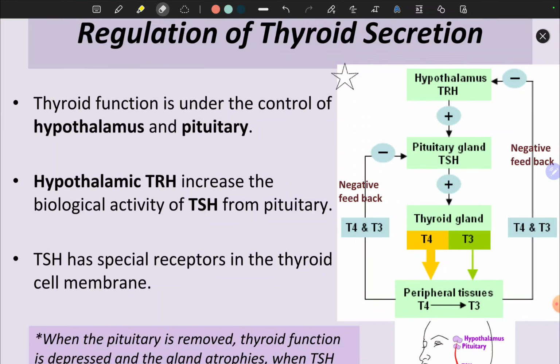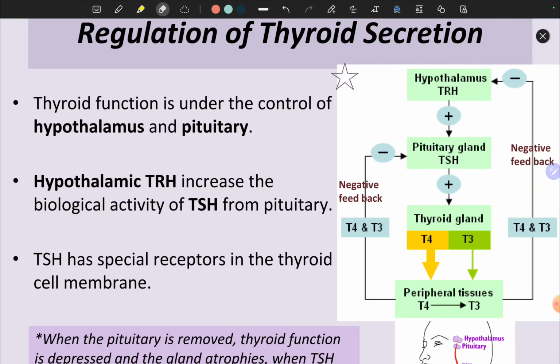So we have TSH, or thyrotropin, that causes stimulation of T3 and T4. We also have TRH from the hypothalamus that stimulates the pituitary to release TSH. So thyroid hormone is under the control of these two, and these two are also under the control of thyroid hormone by negative feedback. How?